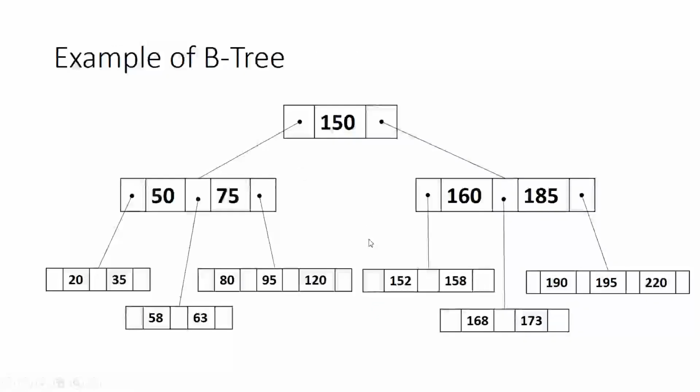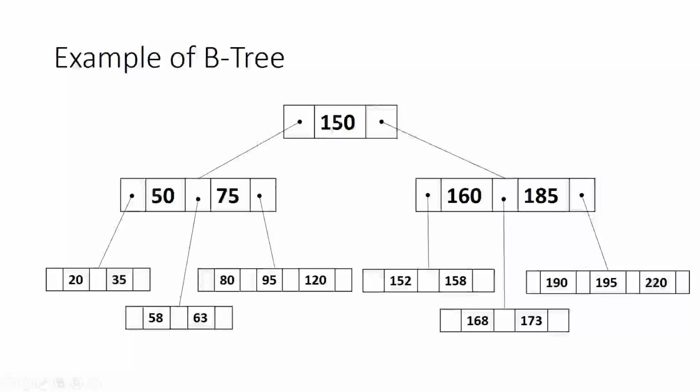Next, B tree. Here, the structure of the node is different when compared to the other trees. We are going to have more keys in a single node. How we are going to have the minimum number of keys, maximum number of keys, etc., we will see in detail in the video on B tree.